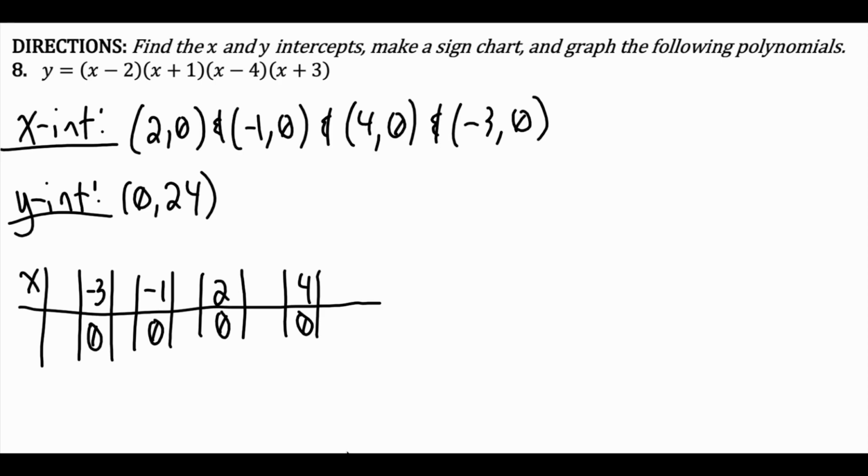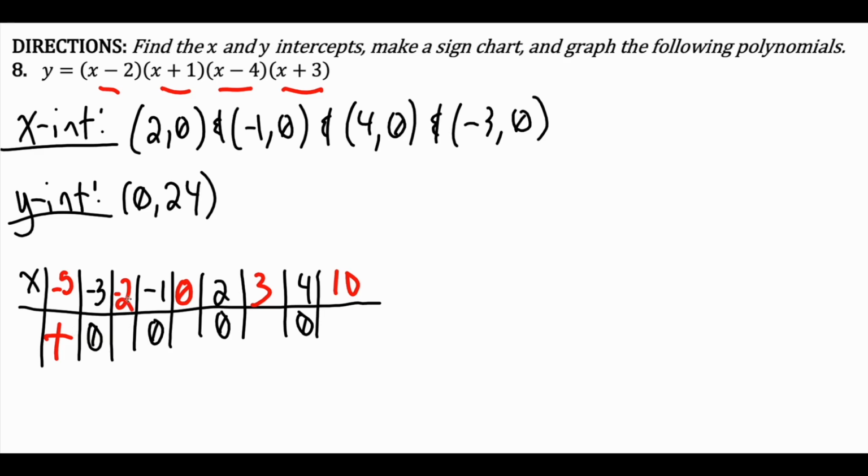And I need some number after it. So let's pick some numbers here. Smaller than -3, let's go -5. In between here, I'm going to say -2. 0 in there. I'm going to say a 3 in here, and I'm going to go with 10. All right, come up to your factored form. So plug in -5. I get a negative. -5 plus 1 is negative. -5 minus 4 is negative. And -5 plus 3 is also negative.